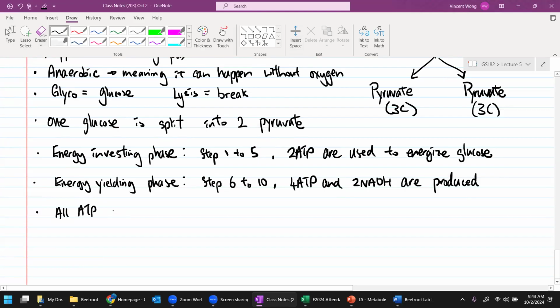All ATPs produced here are through SLP. So that's where you have the enzyme. You're going to transfer the phosphate onto the ADP. It's not the common method. Remember, only about 11% are produced this way.